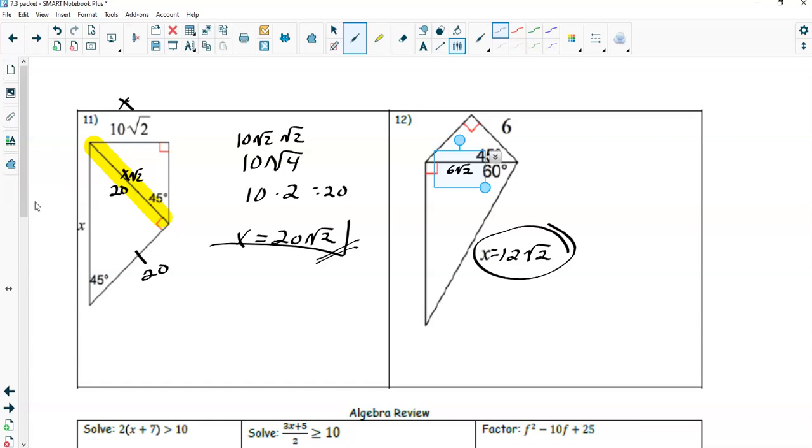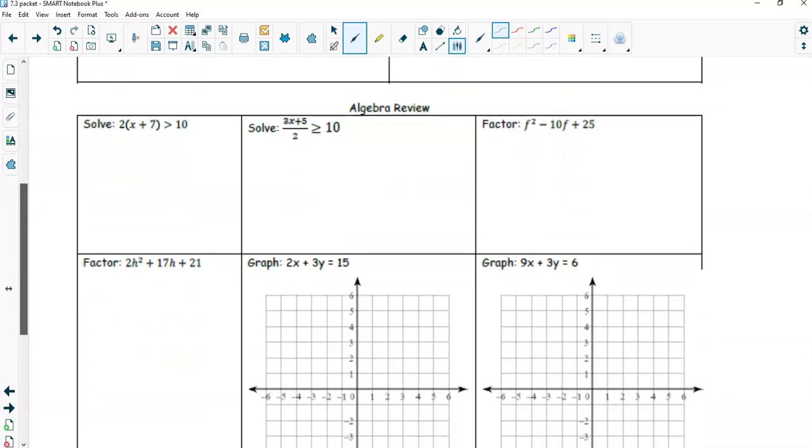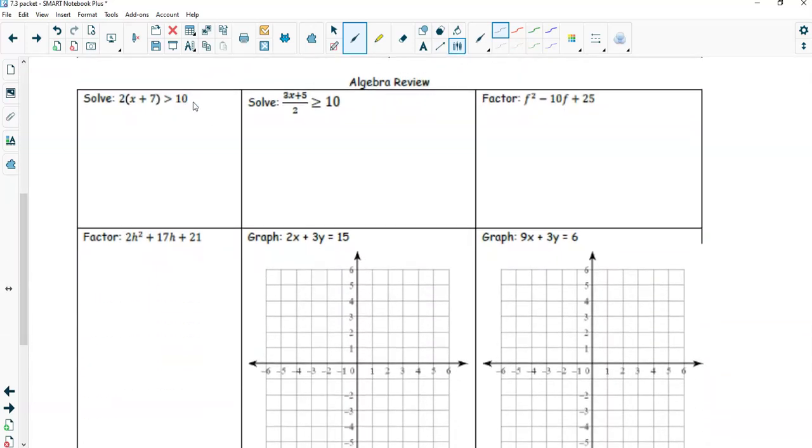Okay, now they give us an algebra review. All you have to do is solve the inequalities. Since 2 is being multiplied by the parentheses, I can divide by 2 on both sides. So that means x plus 7 is greater than 10 divided by 2, which is 5. Subtract 7 on both sides. So x is greater than 5 minus 7, which is negative 2.